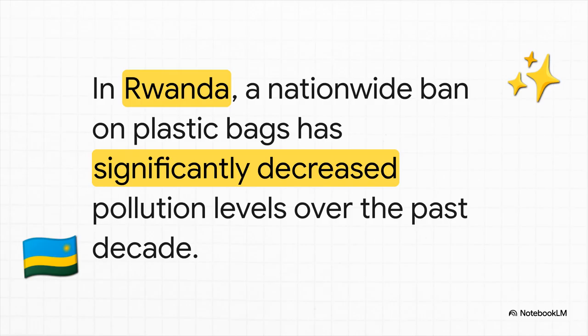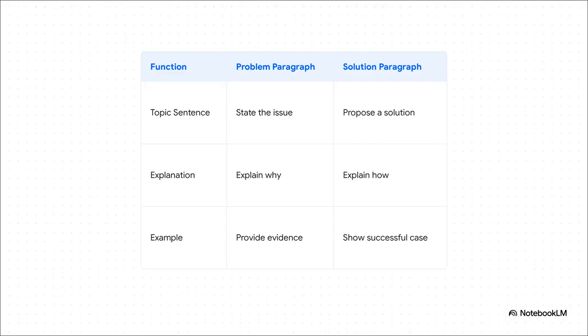It takes the solution from just a theoretical idea and turns it into a proven strategy, which makes your entire argument incredibly convincing. Okay, let's just pause for a second and look at the beautiful structure we've just built. Do you notice that perfect symmetry? The problem and the solution paragraphs, they're mirror images of each other. Each one has a topic sentence, an explanation, and an example. This parallel structure is what makes the argument feel so clear, so logical, and just so easy to follow.